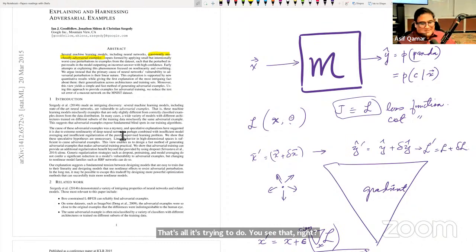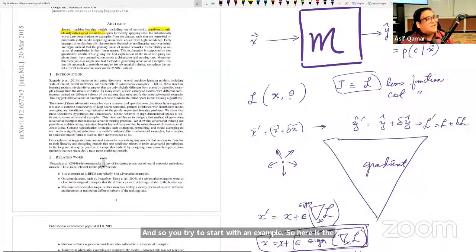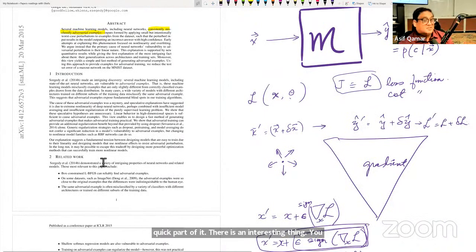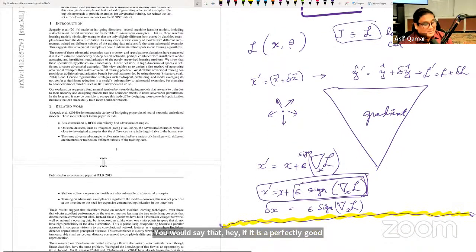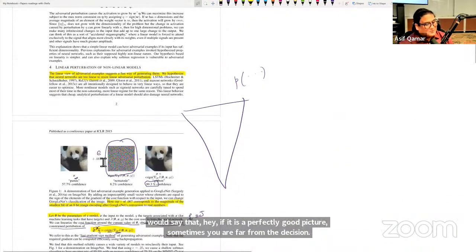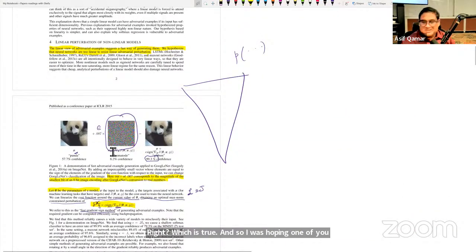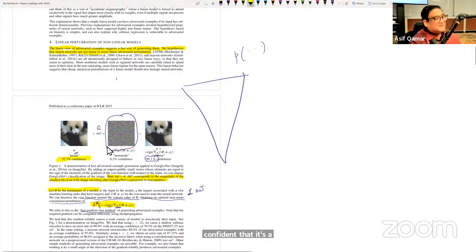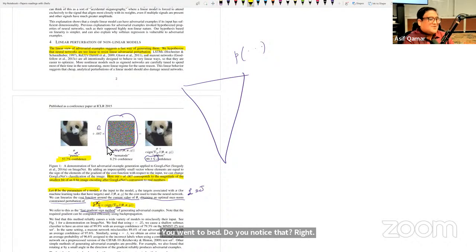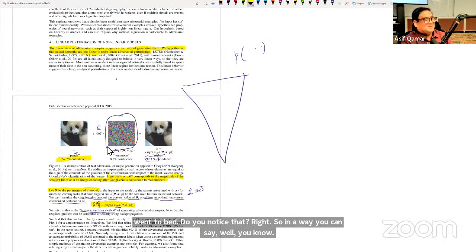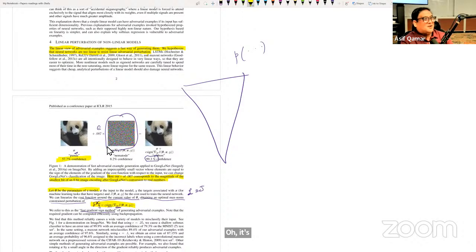So here is the tricky part of it. There is an interesting thing. You would say that, hey, if it is a perfectly good picture, sometimes you are far from the decision boundary, which is true. And I was hoping one of you would notice that actually the machine was not very confident that it's a panda. You want to pick cases like that first. So in a way you can say, well, it's plausible because this is already not a very confident answer that it's a panda, and then you pushed it over the threshold.